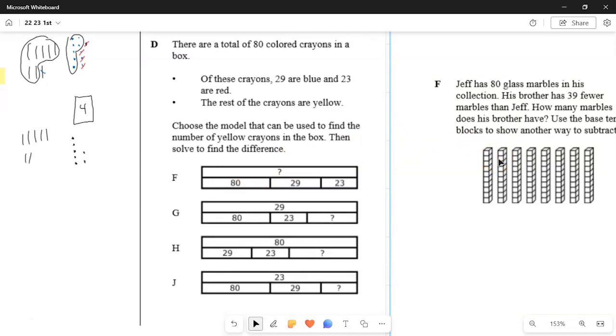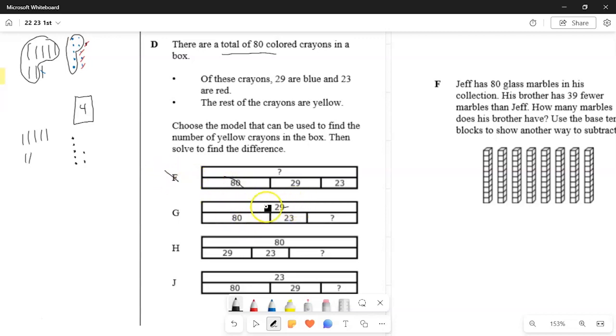Right there I see that I have a total of 80 crayons. So in that model right there, my total length has to be 80. This one right here just says one of the parts is 80. That's not right.